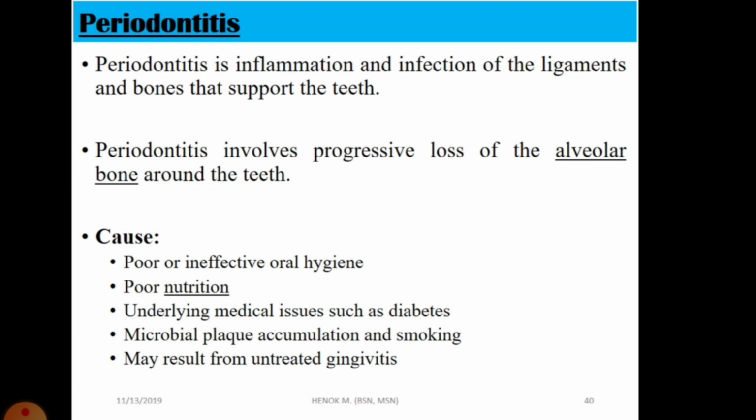Periodontitis is the inflammation and infection of the ligaments and bone that support the teeth. Periodontitis involves the progressive loss of the alveolar bone around the teeth. Causes are poor or ineffective oral hygiene, poor nutrition, underlying medical issues such as diabetes, microbial plaque accumulation, and smoking, and it may result from untreated gingivitis.